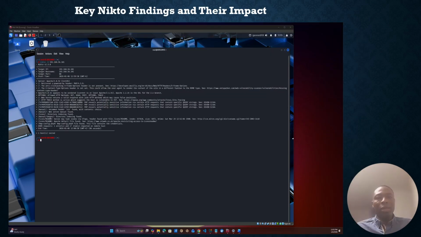I ran a Nikto scan against the Kioptrix 2 target to identify web server vulnerabilities. The scan revealed several issues, including outdated Apache versions, directory indexing, and exposed configuration files. The findings support my hypothesis that the system is misconfigured and vulnerable to known exploits. Nikto's signature-based approach makes it ideal for quickly detecting server-side flaws that could lead to information disclosure or unauthorized access.